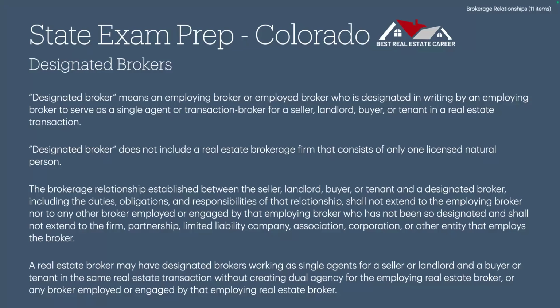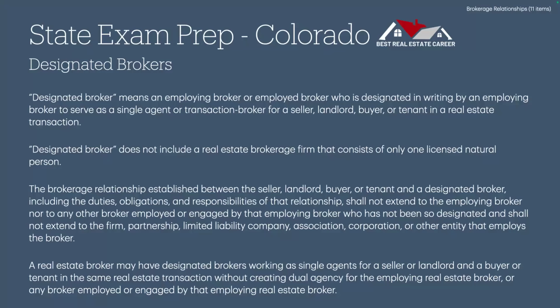A real estate broker may have designated brokers working as single agents for a seller, buyer, or landlord or tenant in the same real estate transaction without creating dual agency for the employing broker, or any other broker employed or engaged by that employing broker. So all that just said was the first part that we just talked about. But the second part is this: you can have a colleague on the other side of the deal. So someone could represent the buyer, you could represent the seller, and that's still perfectly legal. There is no conflict of interest. This does not create dual agency.